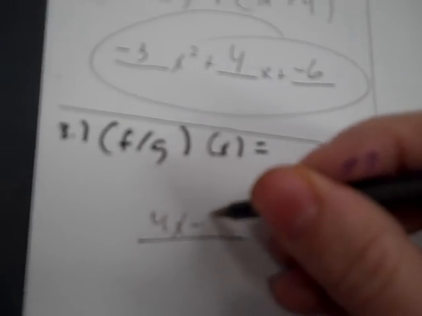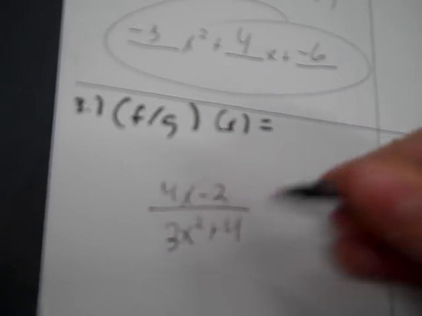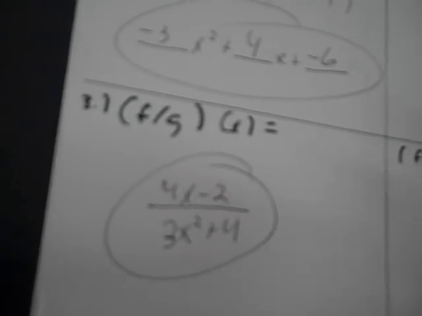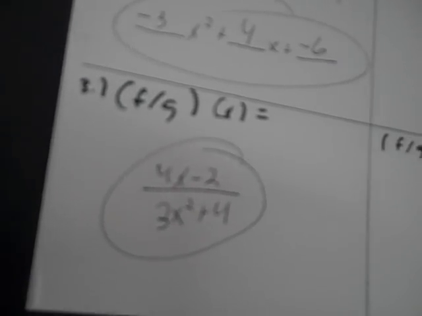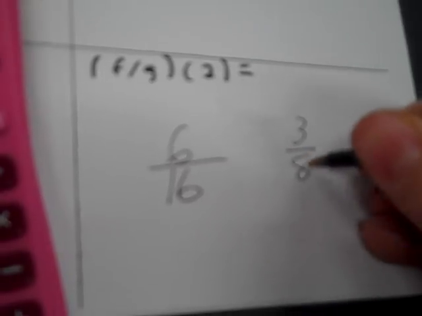Divided by, okay, so f, 4x minus 2, divided by g, 3x squared plus 4. I'm going to circle that. Now I insert the 2 in. So if I insert 2 in the top, 4 times 2 is 8, minus 2 is 6. Okay. Now on bottom, 3 times 2 to the second power plus 4. I'm going to bet you that's 16. Okay, and we can reduce those to 3/8. I would like that reduced if you can find something to reduce it by.